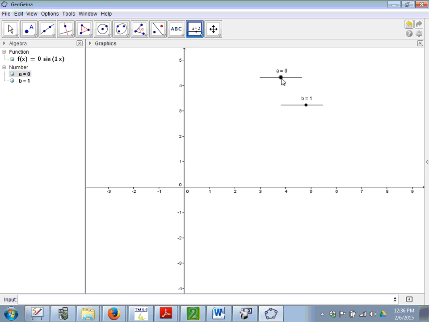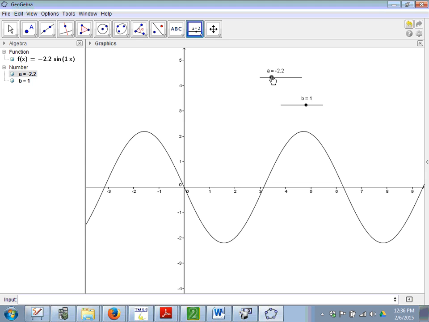But what are we thinking with negative? Isn't it still a periodic graph? What's different about it? Okay. Instead of starting at 0, 0 and going up to its highest point right away, it started at 0, 0 and went down to its lowest point. That's what happens if A is negative.